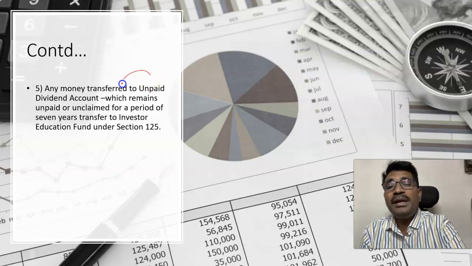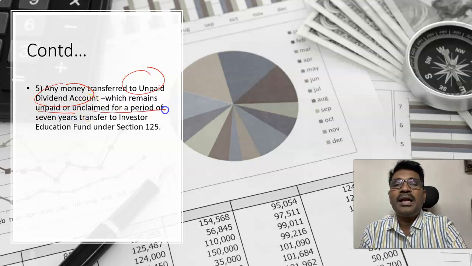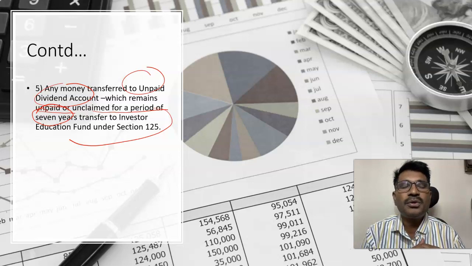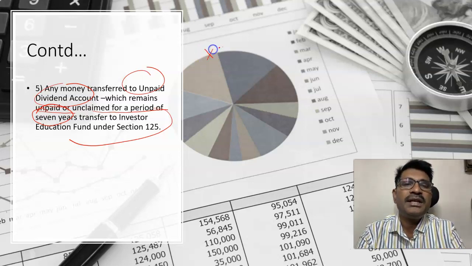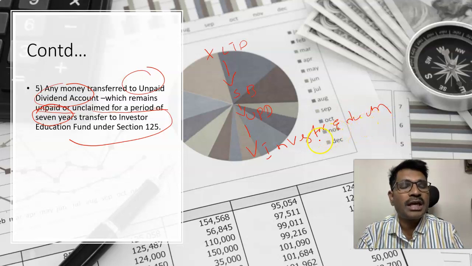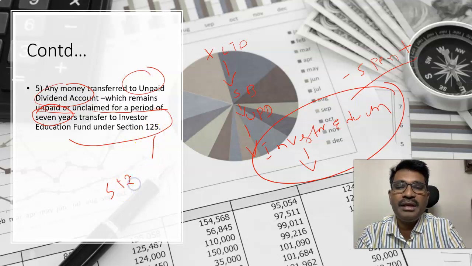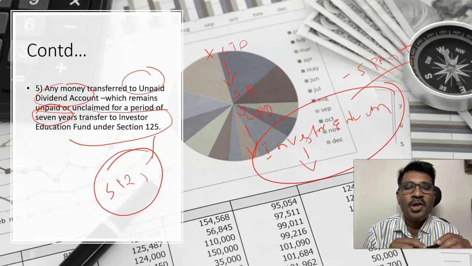Money transferred to the unpaid dividend account, right? Money transferred to the unpaid dividend account which remains unpaid or unclaimed for a period of 7 years will be transferred to the fund called the Investor Education Fund under Section 125 of the Companies Act. So let us understand a very simple concept. If X Limited declares a dividend, it is transferred to the separate bank account, then the unpaid dividend account. If no one is claiming this money, it will go to the Investor Education Fund, which is established by the central government. Then this fund is spent for the different purposes laid down under Section 125 of the Companies Act.